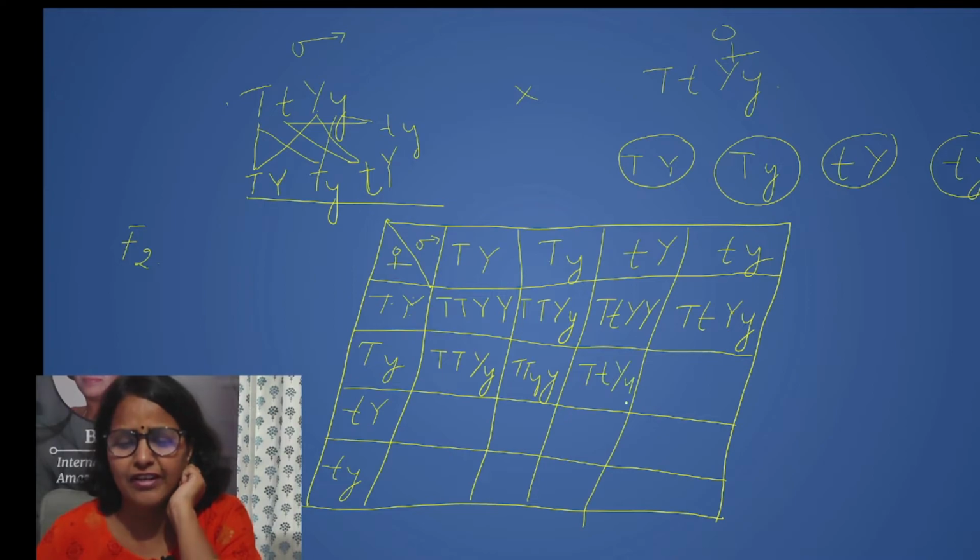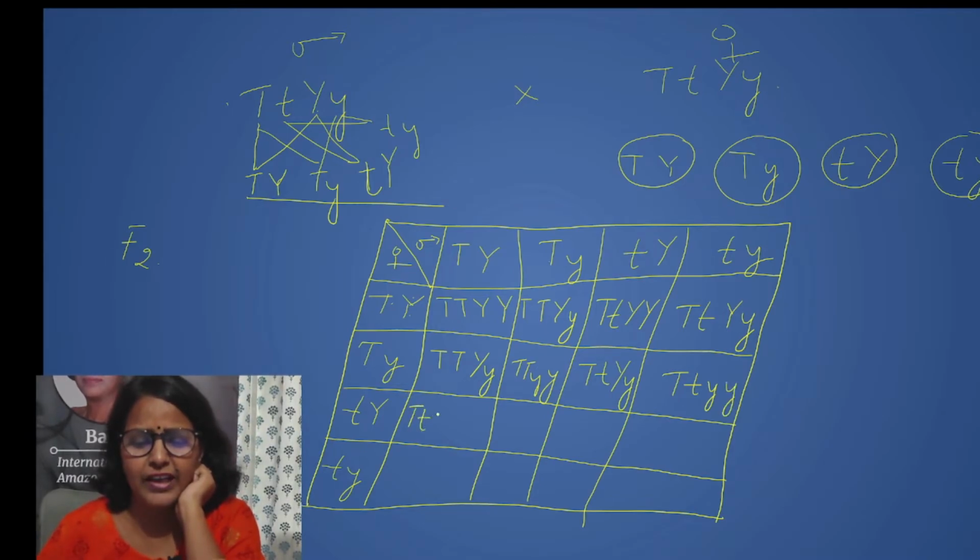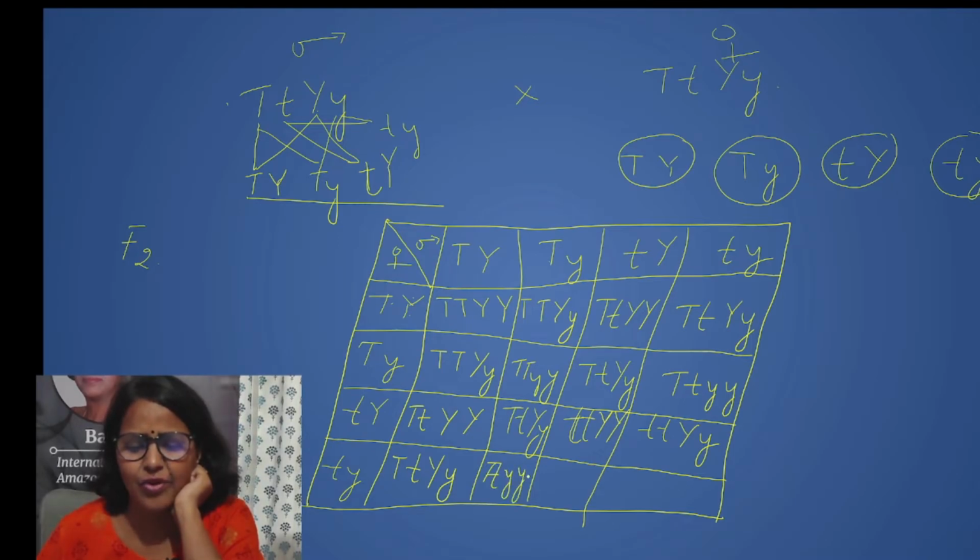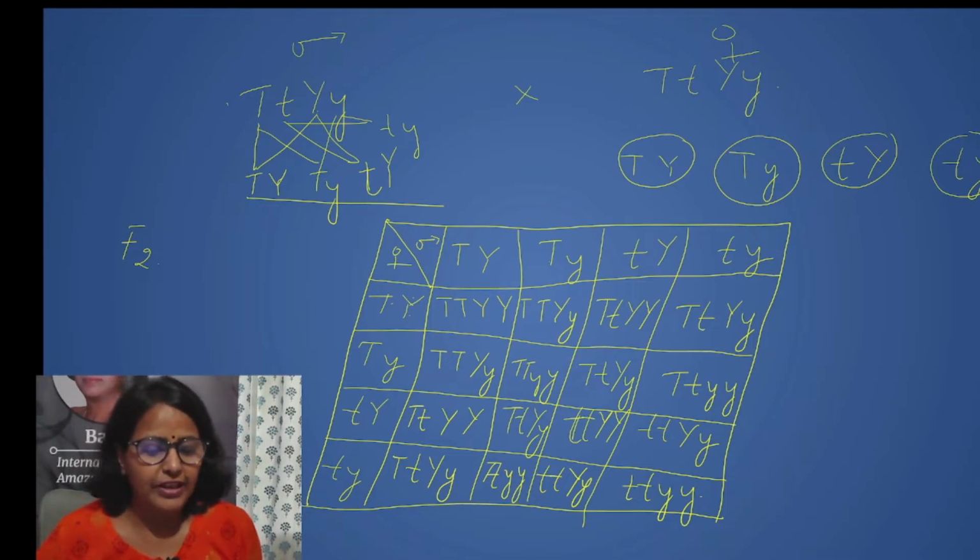capital T, small t, capital Y, small y, capital T, small t, small y, small y, capital T, small t, capital Y, capital T, small t, capital Y, small y, small t, capital Y, small t, capital Y, small y, capital T, small t, capital Y, small y, capital T, small y, small y, small t, capital Y, small y, small t, small y, small y. Now let me change the color of the pen.